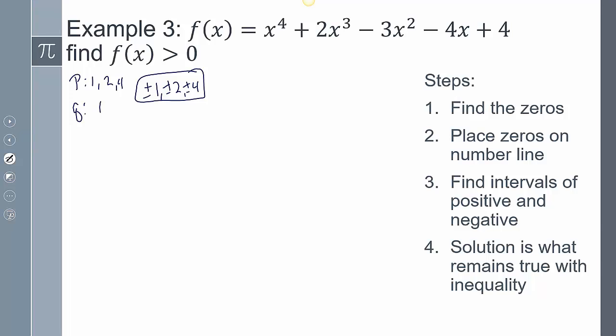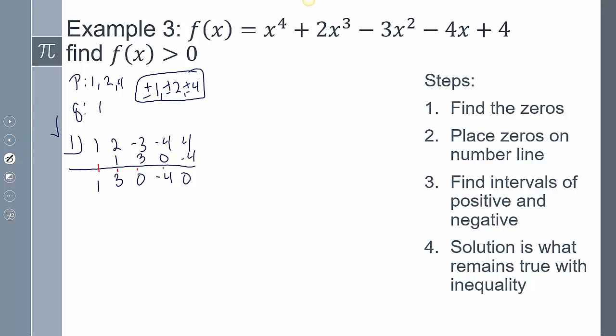Now I have to test them. I don't know what my zeros are yet. Those are just possible zeros. And so testing it, I've got to try number 1. If I try 1, I get 1, 2, negative 3, negative 4, and 4. So bring it down, multiply, add, multiply, add, multiply, add, multiply, add. Now, I know that positive 1 works. So now these are going to be the coefficients of my remaining polynomial right here. Okay, these are my remaining coefficients right here.